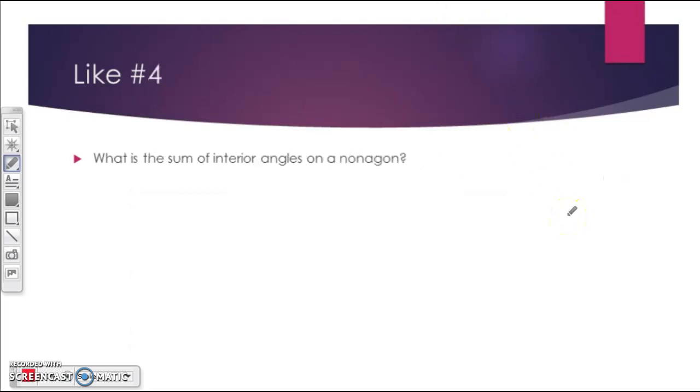All right, we're zooming right along here, and we're on number 4 now. What is the sum of interior angles on a nonagon? Well, there's several things we need to know here. What is the formula for the sum of interior angles? We said that if you take the number of sides and subtract 2 from it, that's how many triangles you can fit in it. Triangles have 180 degrees for their interior angles. So if we multiply those two together, we get the sum of the interior angles.